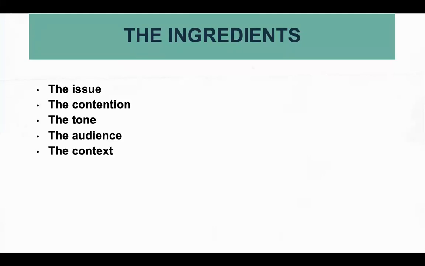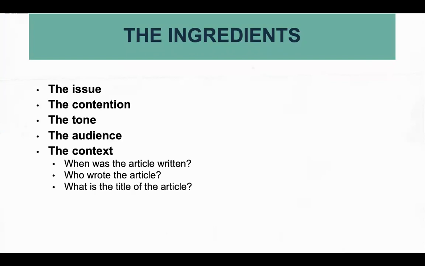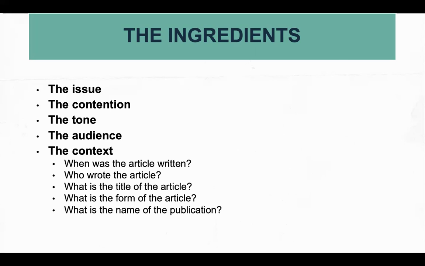Finally, the context. This is a bit of an umbrella term, but basically it means that you should state the date, the author, the title, the form of the article, so is it an email or is it a newsletter, as well as the name of the publication. So is it in the Age or the Herald Sun, for example? And the author's relationship to the issue. Have they got any vested interests in the outcome of the issue? Only talk about this if there's evidence of it in the text.